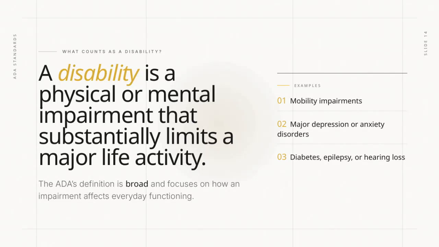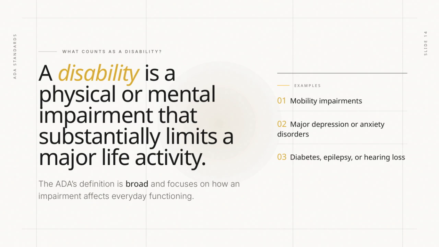When we talk about what counts as a disability under the ADA standards, it's important to understand that a disability is defined as a physical or mental impairment that substantially limits a major life activity. This definition is intentionally broad, focusing on how the impairment actually impacts daily functioning rather than just the diagnosis itself.